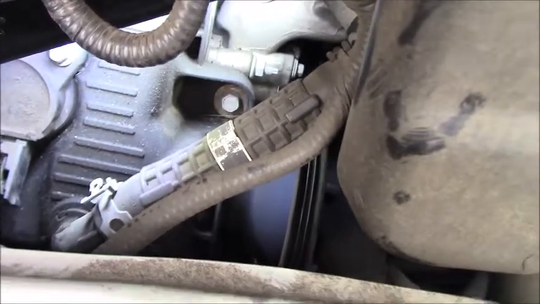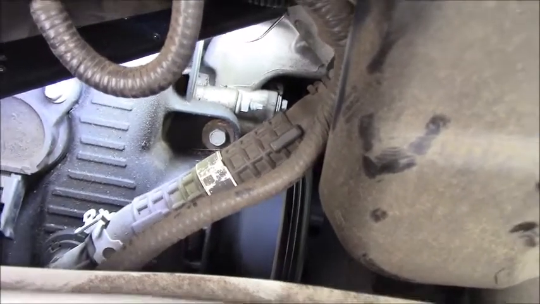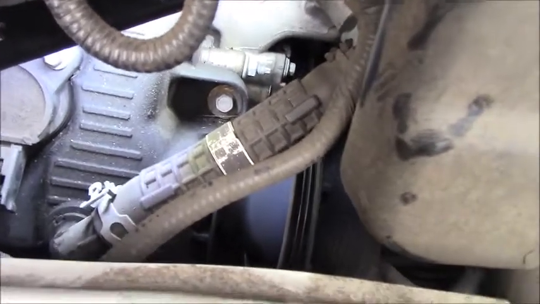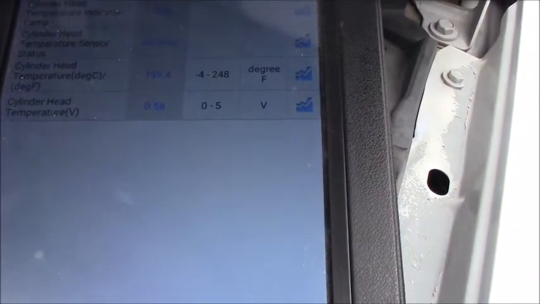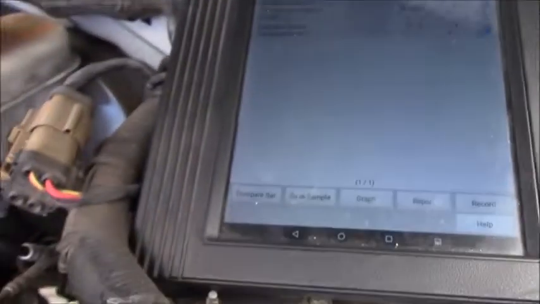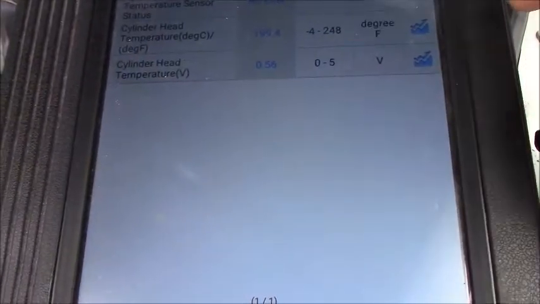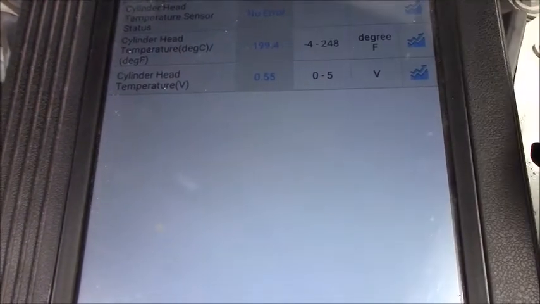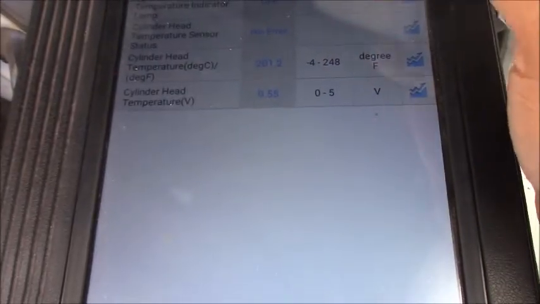But anyway, we found this engine. No water pump belt at all. That's why it's running hot right now. 199 degrees. And as you can see, the cylinder head temperature is responding okay right now. It's half a room, and the status is no air.